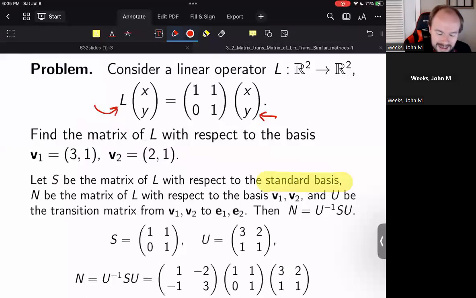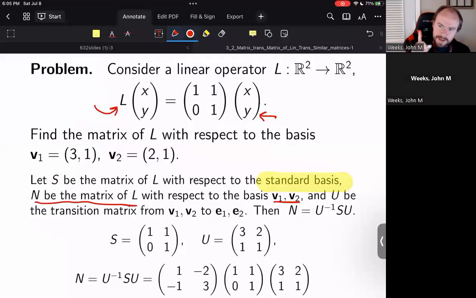And let's let N be the matrix of L with respect to V1 and V2. So that's going to mean, okay, how am I going to write the matrix of L with respect to this basis? That's what the question is trying to ask. So we're trying to figure out what this N is.